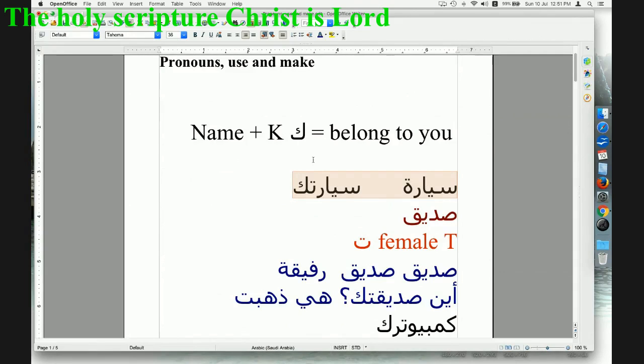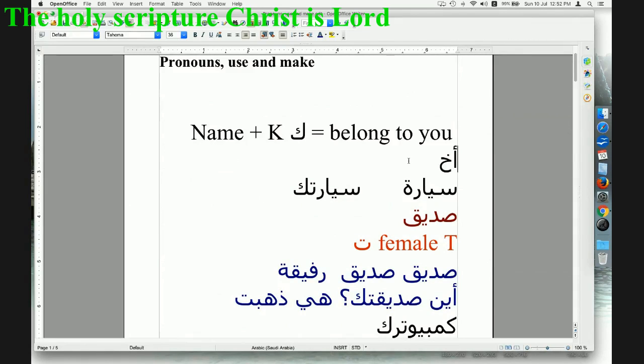All right. So as an example, just a reminder, if I have the word ukht, meaning sister, and I want to make it your sister, I just add ka, that will make it ukhtak. And just say it without tashkil. Ukhtak. So it's a plain word. It's your sister.